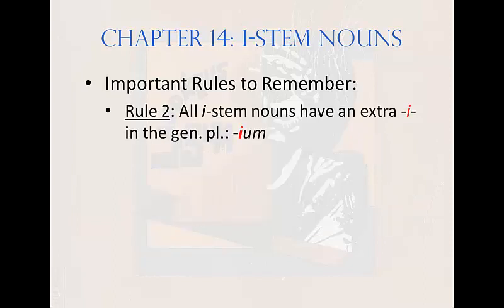Rule 2. All I-Stem nouns have an extra I in the genitive plural, producing an ending ium. Neuters also have I in the ablative singular and ia in the nominative and accusative plural.